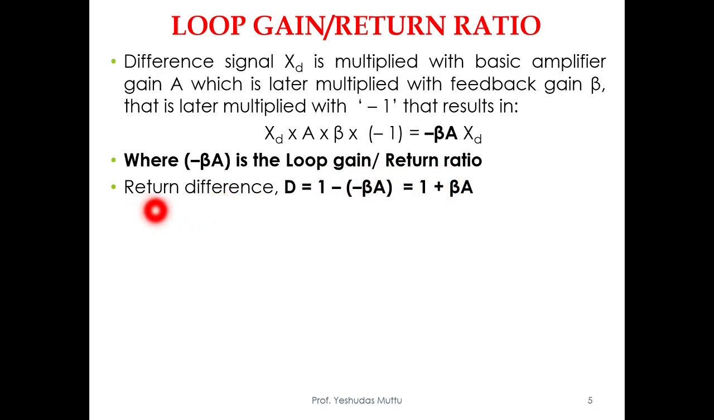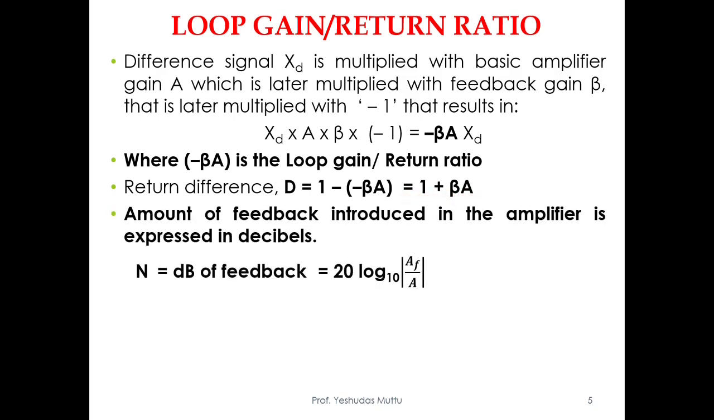Now, there is something known as return difference D. Return difference D is 1 minus loop gain. So, 1 minus of what is loop gain? Loop gain is minus beta A. So, it is going to be 1 plus beta A. This is the return difference parameter.